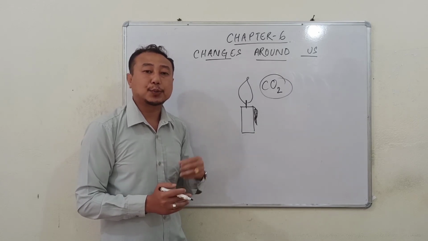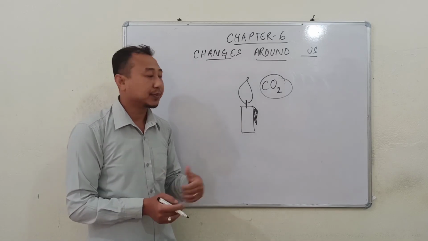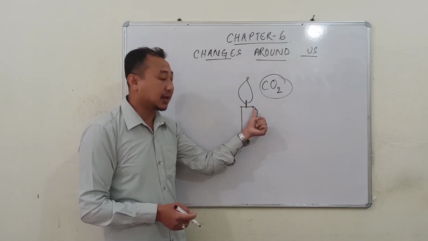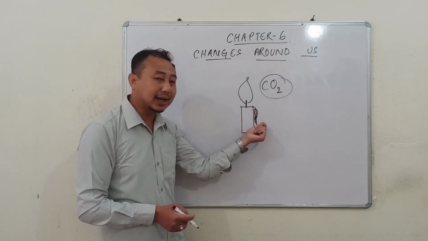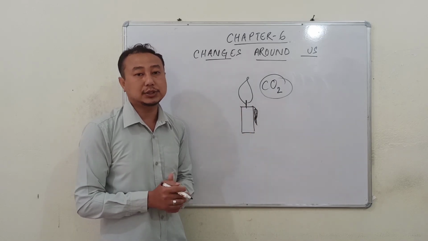Let us remind once again what are the reversible and irreversible changes that take place during the burning of the candle. The reversible change is the melting of the wax, which can be again converted into the solid form of the wax. This is the reversible change.